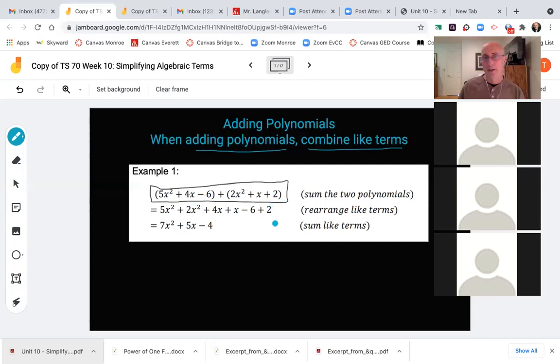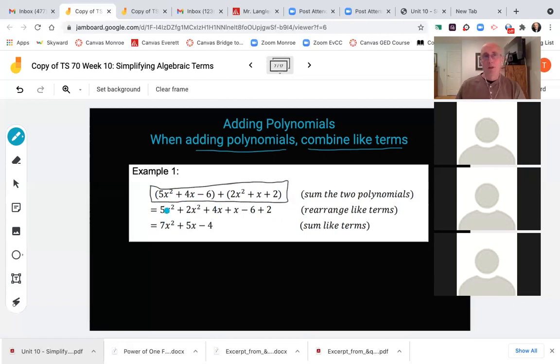We're going to rearrange like terms, okay? Which is kind of like what we were just doing, but it's just now two separate polynomials. Let me show you what they did here, okay? I'll walk you through this. Hopefully you've had time to copy down in parentheses 5x squared plus 4x minus 6, in parentheses, plus the new polynomial 2x squared plus x plus 2. Okay.